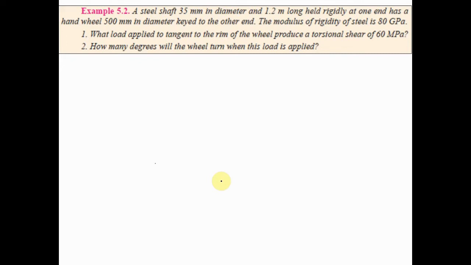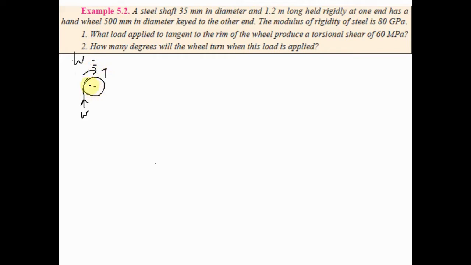So how will you do it? It is asking what load is applied tangent to the rim. Suppose we consider that load to be W. So W is the load that is applied tangential to the rim. So suppose this is the rim. Here we are applying W, and this is producing a torque T.